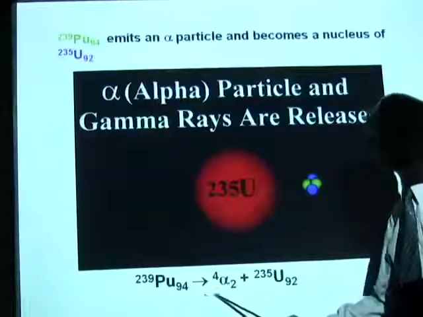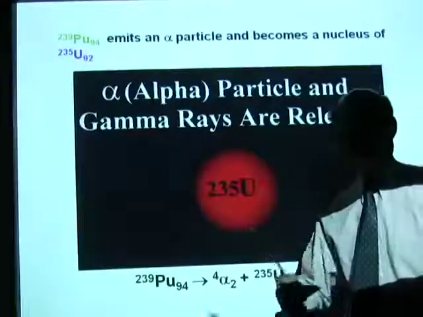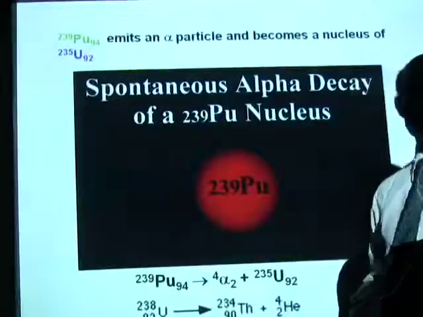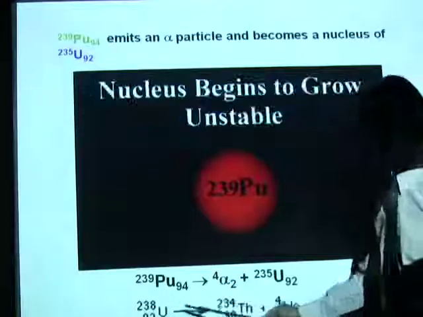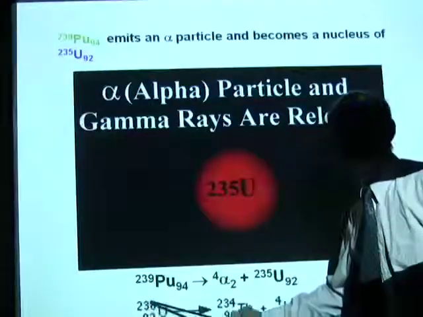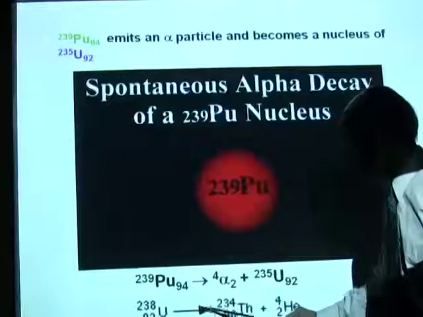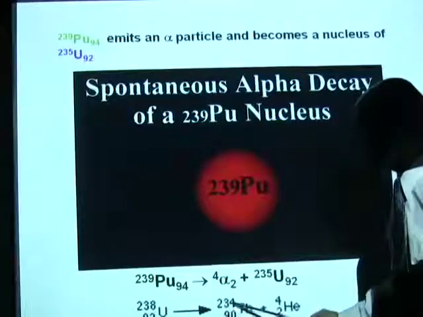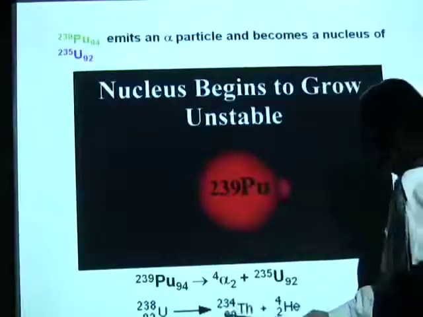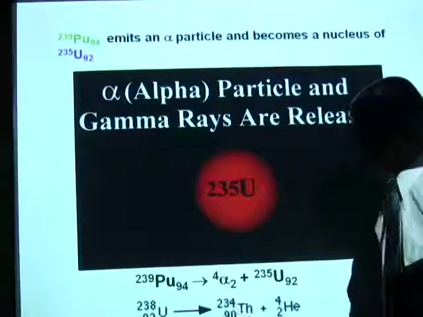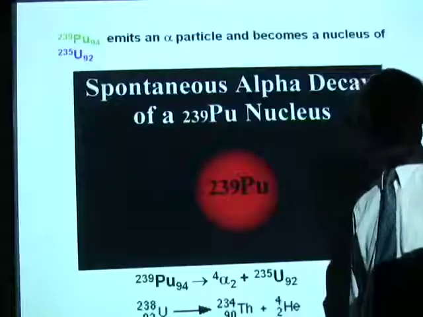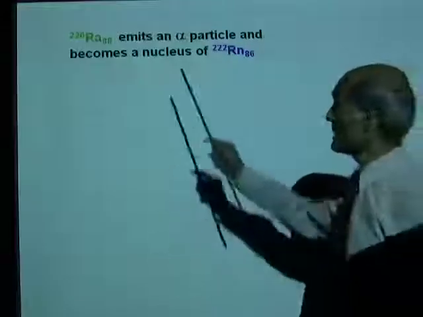You must be able to write equations like this representing a reaction. And uranium 92-238 emits another alpha, becomes a nucleus of thorium 90-234, and so on.